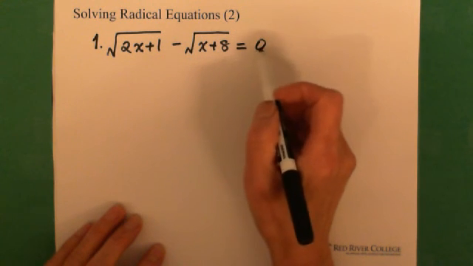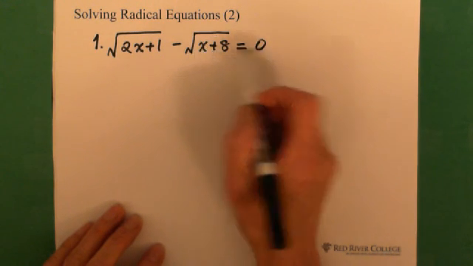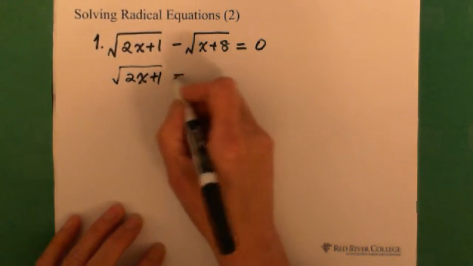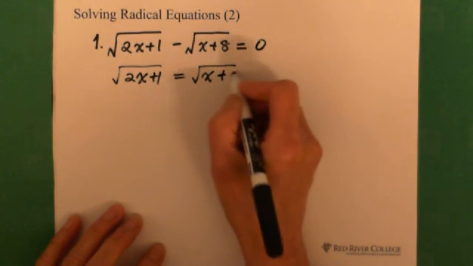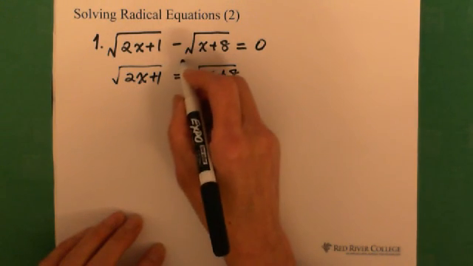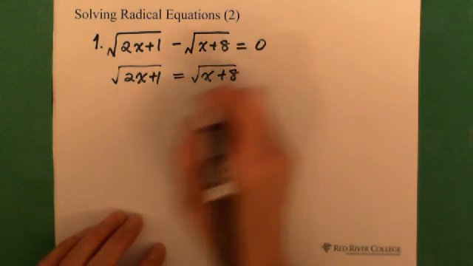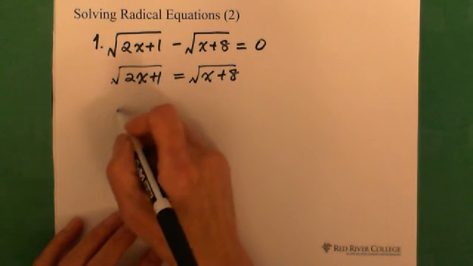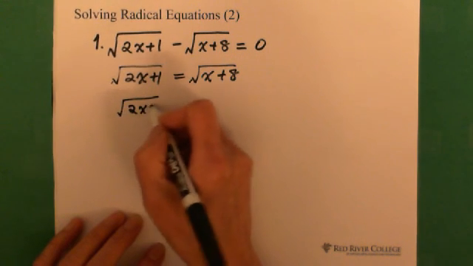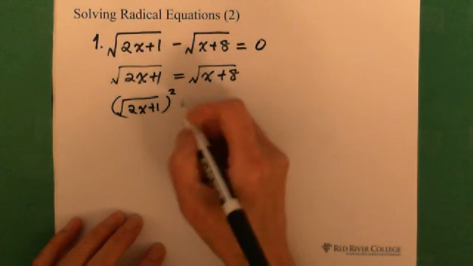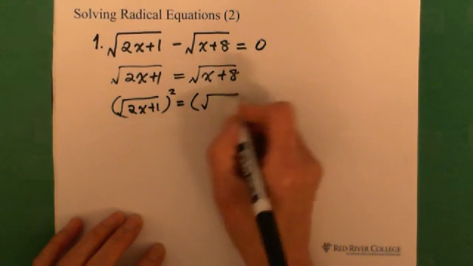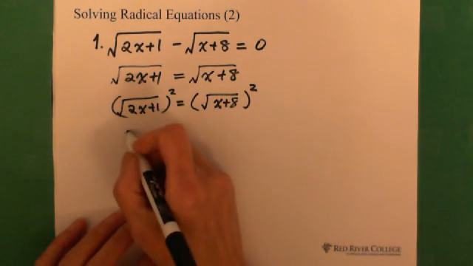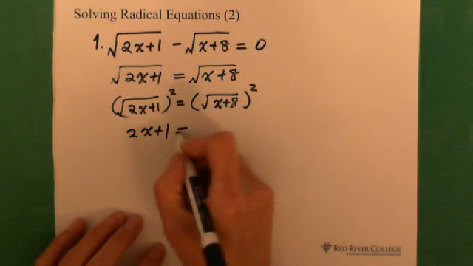So what we can do, because this is 0, we can move one square root to the other side, and get 2x plus 1 equals x plus 8, right? Because the right side equals 0, we can move the radical to the other side so that each side has a radical. Then we square both sides. In this way, both square roots are gone. We have 2x plus 1 equals x plus 8.